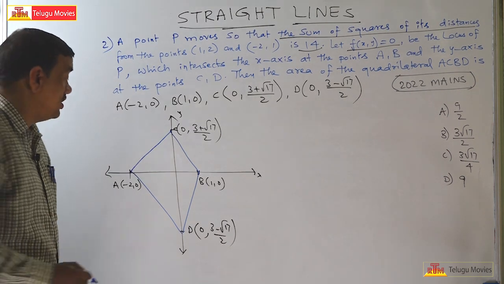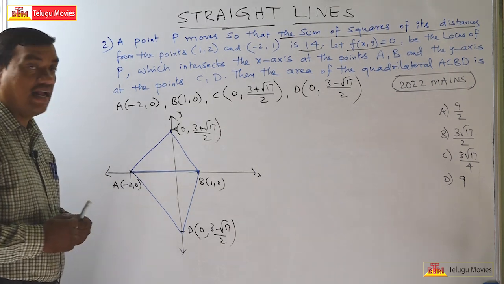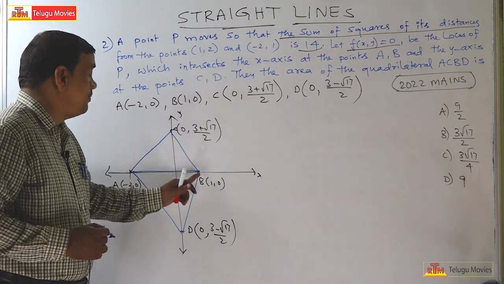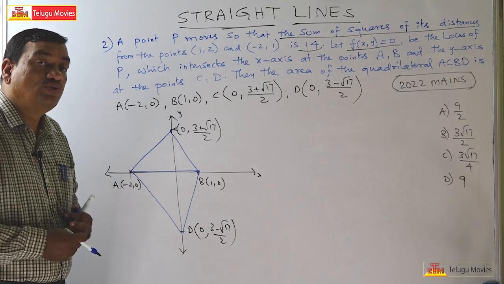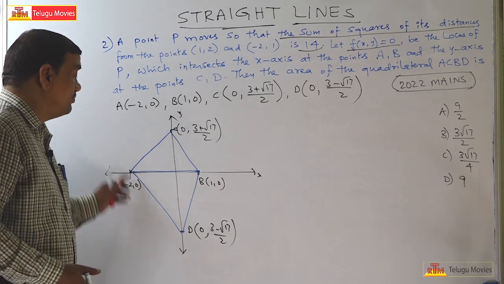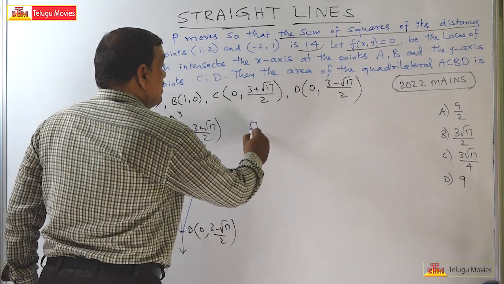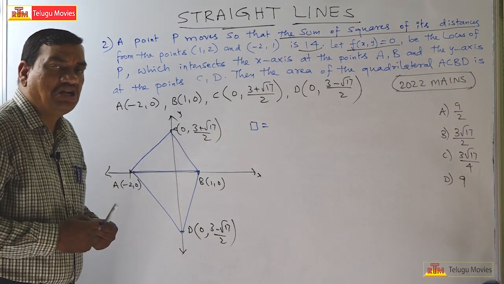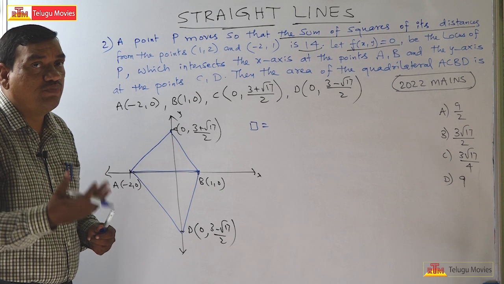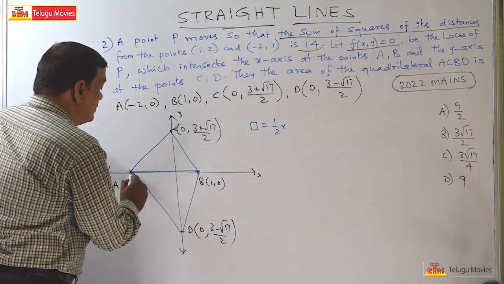If we observe, we can join AB, so these are the two triangles, ABC and ABD. The sum of these two areas gives the area of the total quadrilateral ACBD. Now what is the area of this quadrilateral? First, the area of triangle ABC. We will apply the general formula, half into base into height. So that is equal to half into base, which is equal to how much?